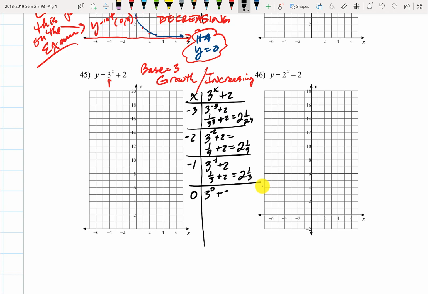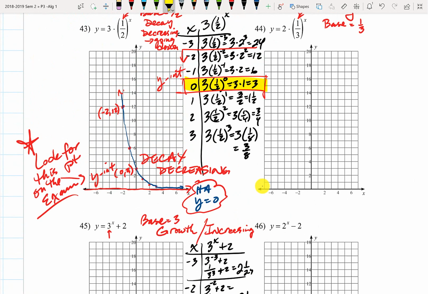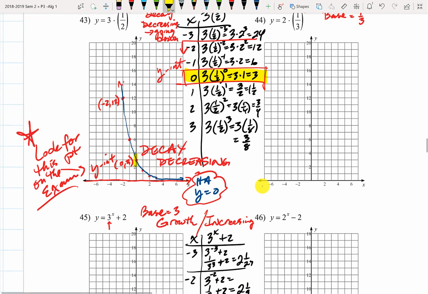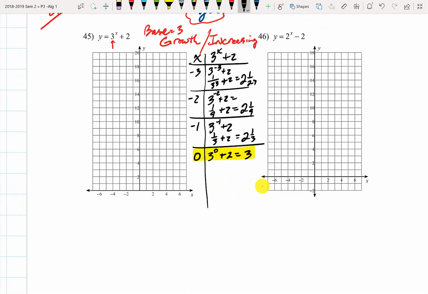0, 3 to the 0 power plus 2 is 1 plus 2 is 3. There's your y-intercept. So like I said before, you ought to know your y-intercepts and identify them, because when you're on a multiple choice test, if you know the y-intercept, you can just look at the answers and probably predict the right one just by looking at the y-intercept itself. It's a key point. Okay, so at 1, 3 to the first plus 2 is 5, and so on. 2 is 3 to the squared plus 2. 9 plus 2 is 11.